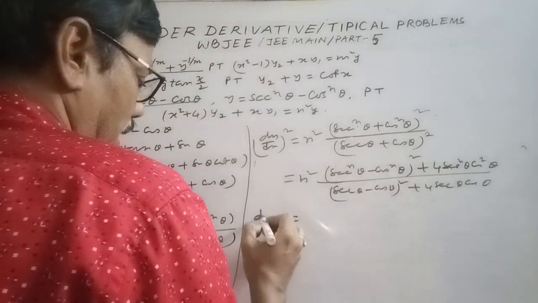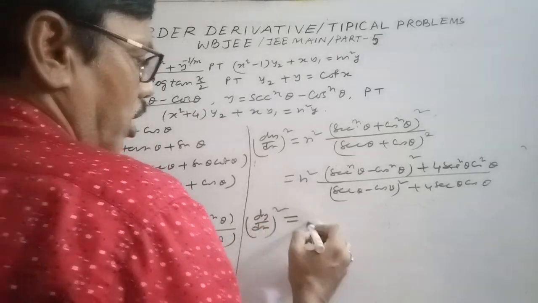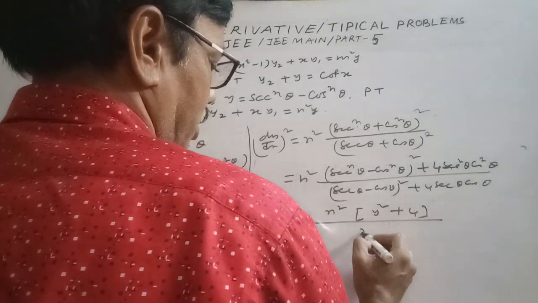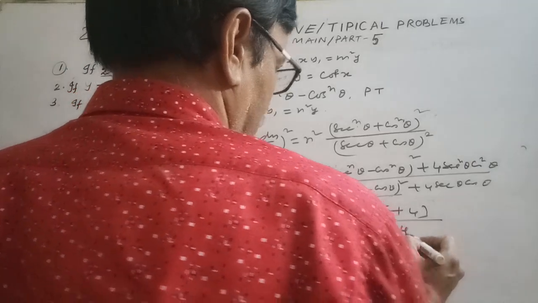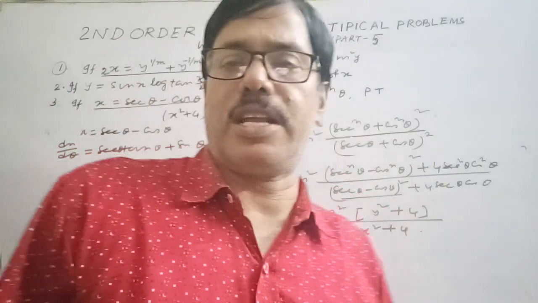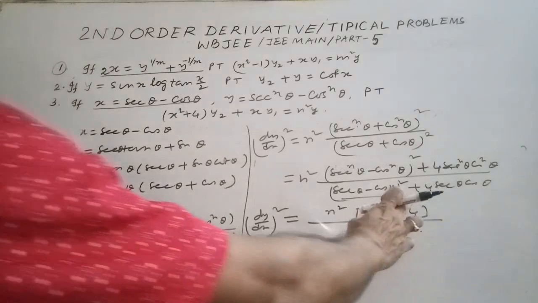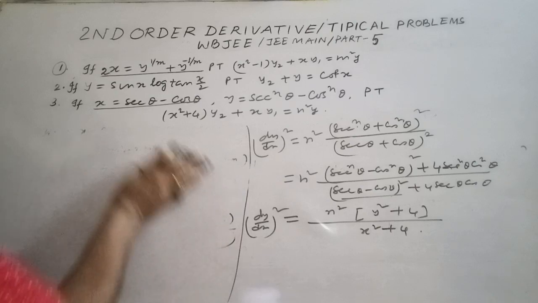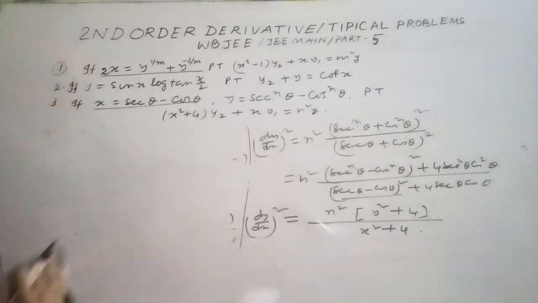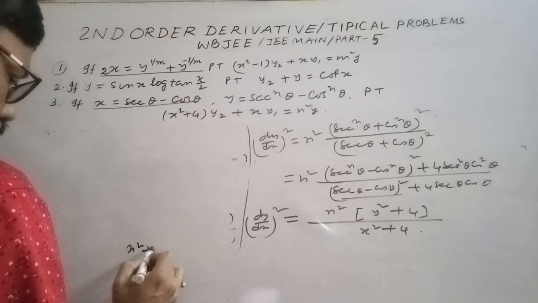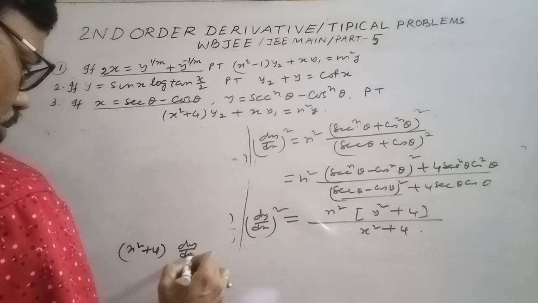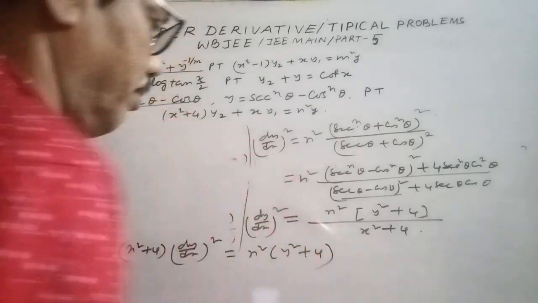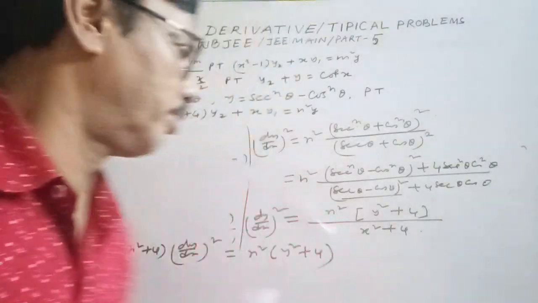So this is our main aim. (dy/dx)² is expressible in terms of this, which is y² + 4, and this is x² + 4. So dy/dx is expressible in terms of x and y. Now, to avoid the square root, (x² + 4)(dy/dx)² equals n²(y² + 4).